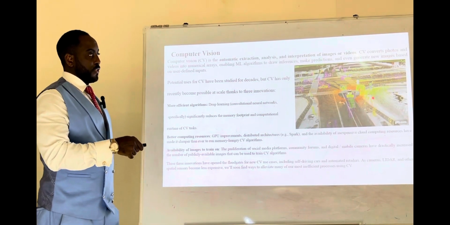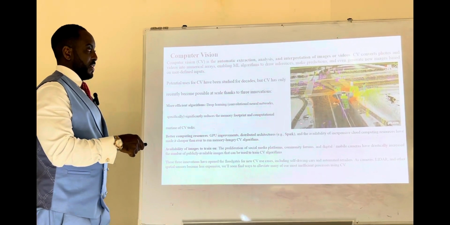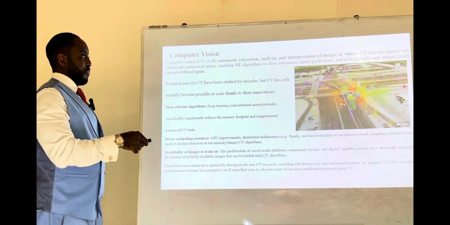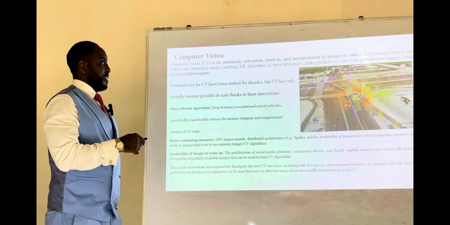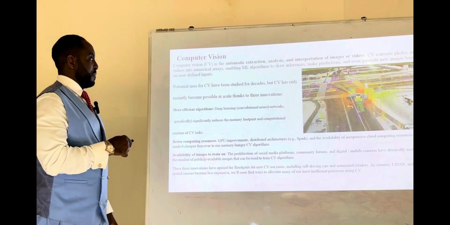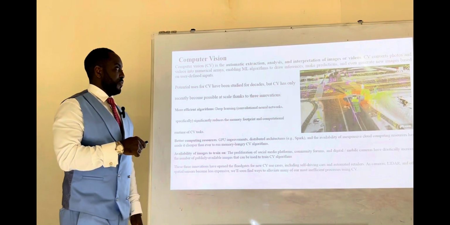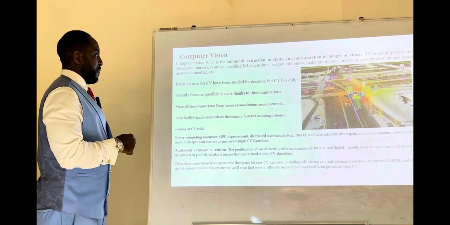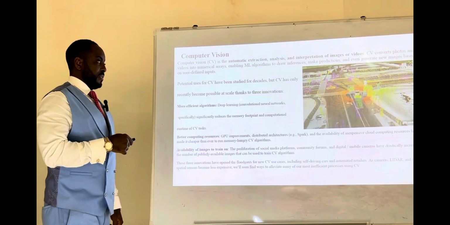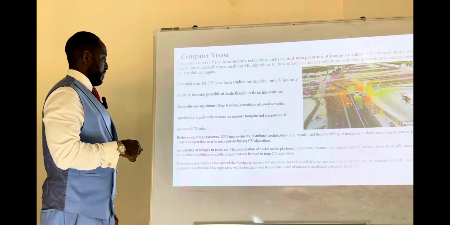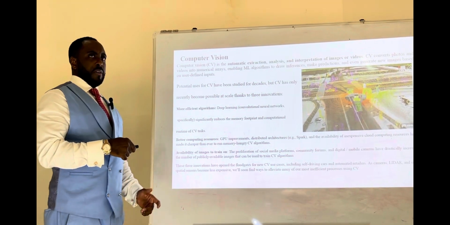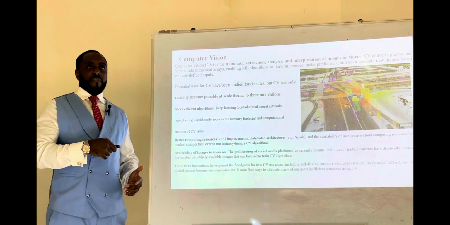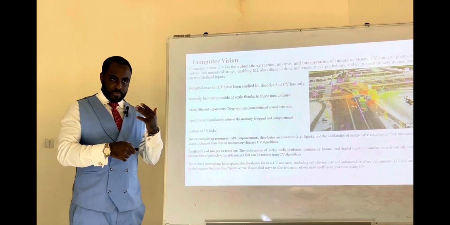Look at this image of a street. Then, of course, we are trying to analyze, extract, and interpret this image. Potential use of computer vision has been studied for decades, but computer vision has only recently become possible at scale thanks to three innovations: more efficient algorithms, that's deep learning and all that, better computing resources, and availability of images to train with.